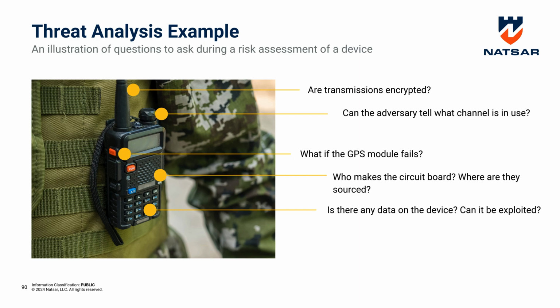Maybe things that aren't as obvious as voice, but is there some beaconing or something that goes on if we just change the channel? Could an adversary tell what channel we're operating from? What if we use these to track soldiers with the GPS module? What happens if that GPS module fails? Is there a warning? Is there a backup system, something else on the soldier that could be used? Is it just totally dead? What do you have to think about there?